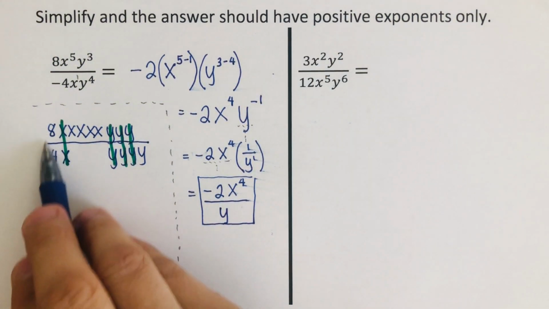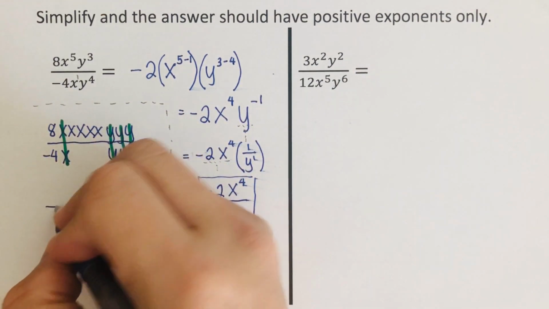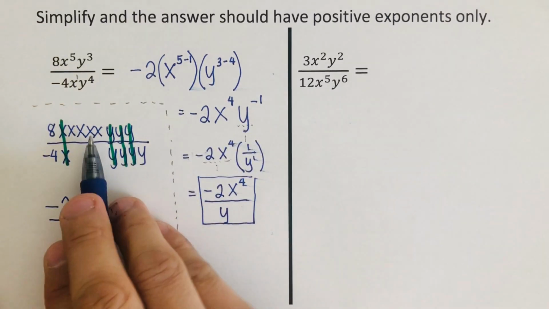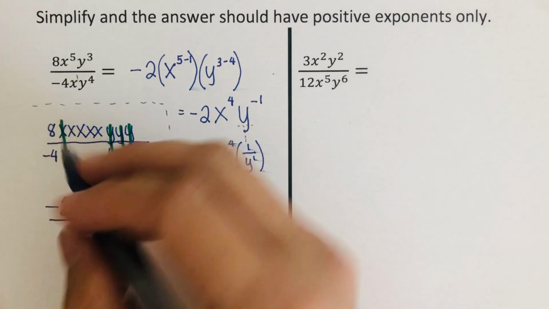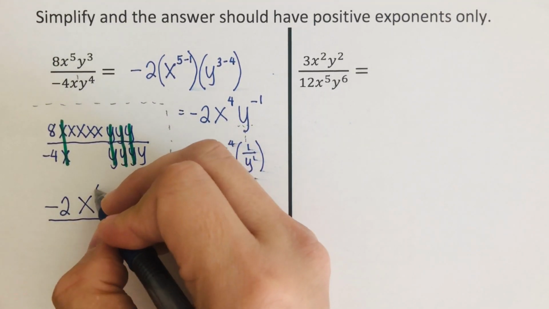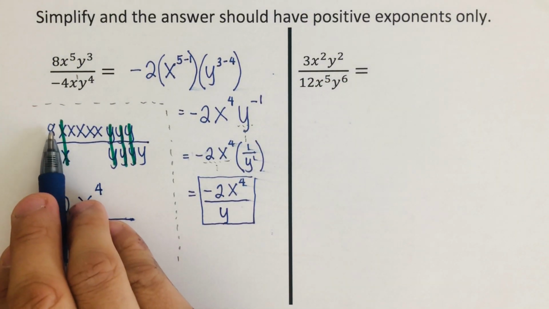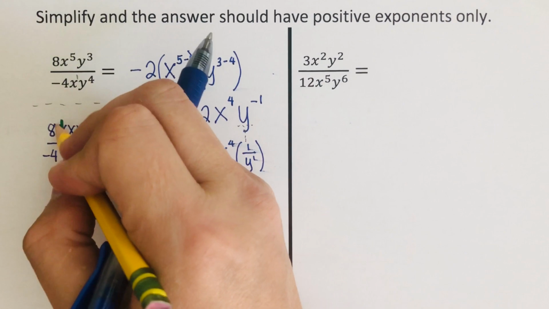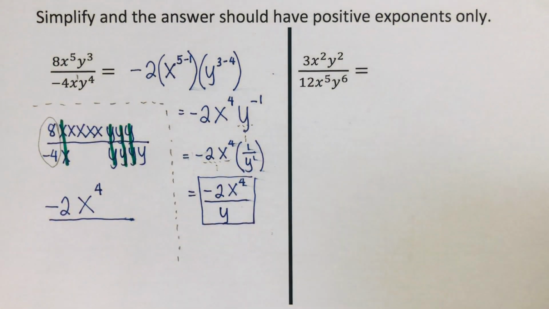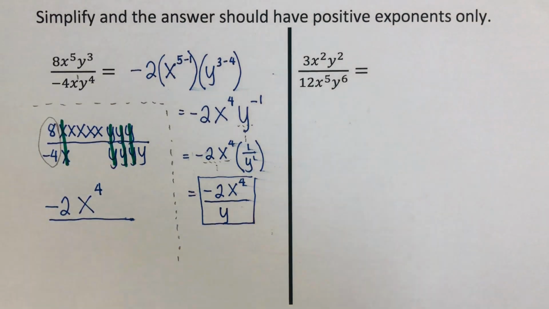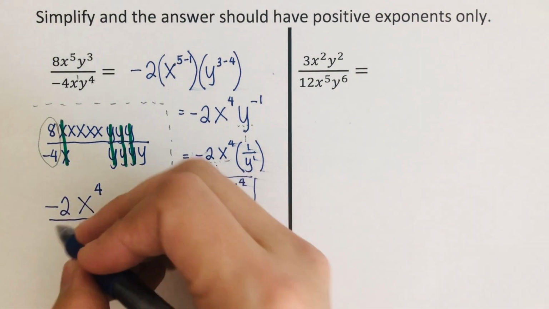So in here, 8 divided by -4 would be -2. And then on top, there are 4 x's: 1, 2, 3, 4. So I can go ahead and write x to the 4th. And then at the bottom, the 4 was already gone because I already divided these two. So 8 divided by -4 was actually -2. So then the leftover at the bottom is just y.